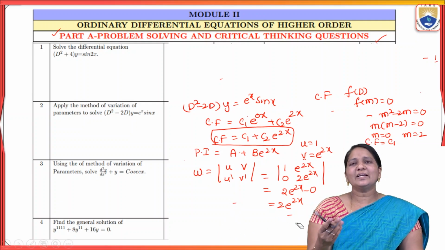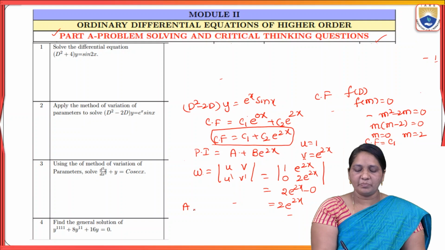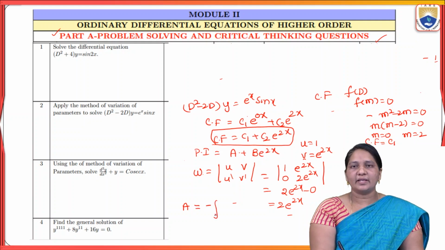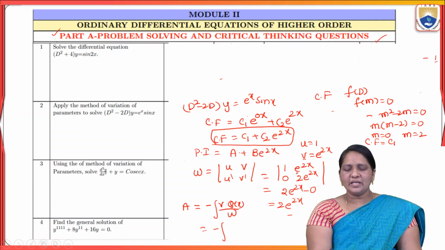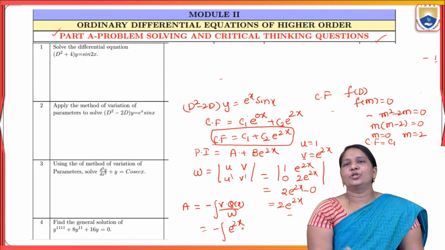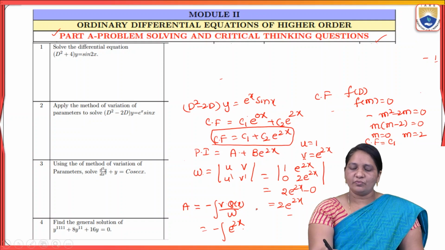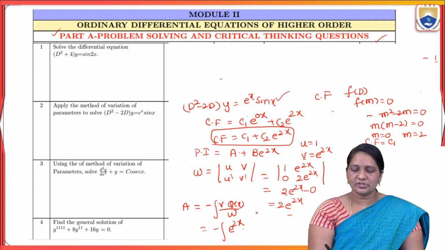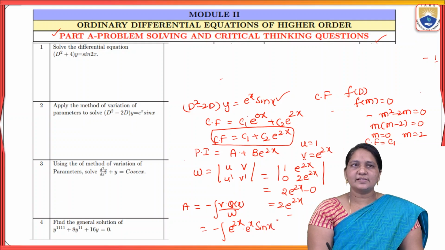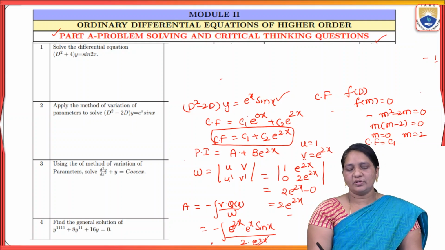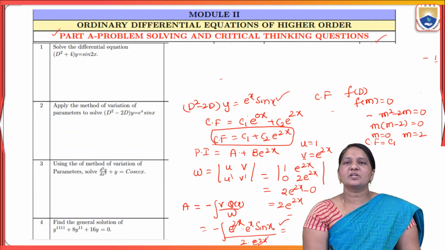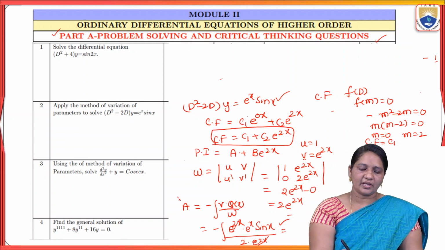So after calculating the Wronskian value, we can calculate the a and b values. So what is the a value? a is minus integral of v into q of x by w. What is the v value? So minus, the v value is e power 2x. So e power 2x into, what is the q of x value? We have e power x into sin x, by the Wronskian value, which is 2 into e power 2x. So e power 2x and e power 2x will be cancelled. Finally, we can integrate this function by using integration by parts. Then we can calculate the a value.